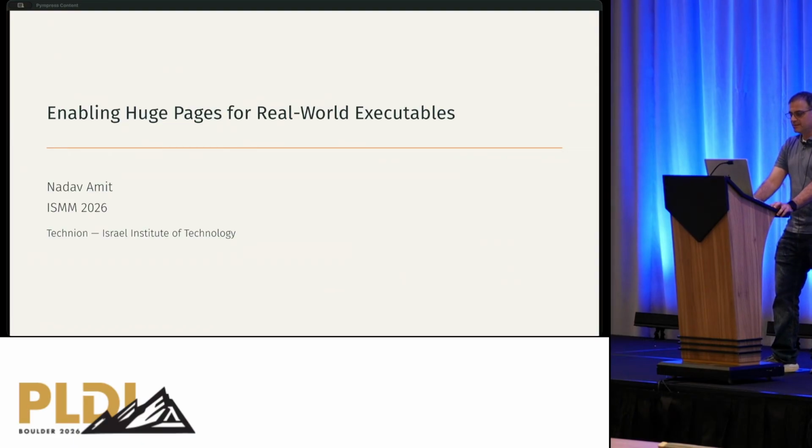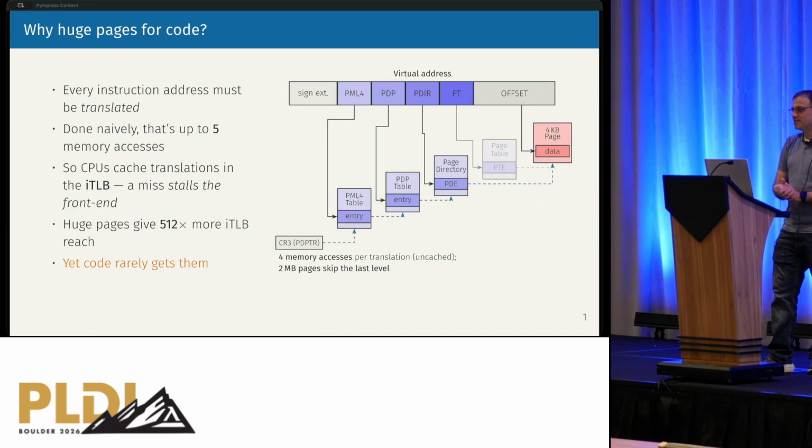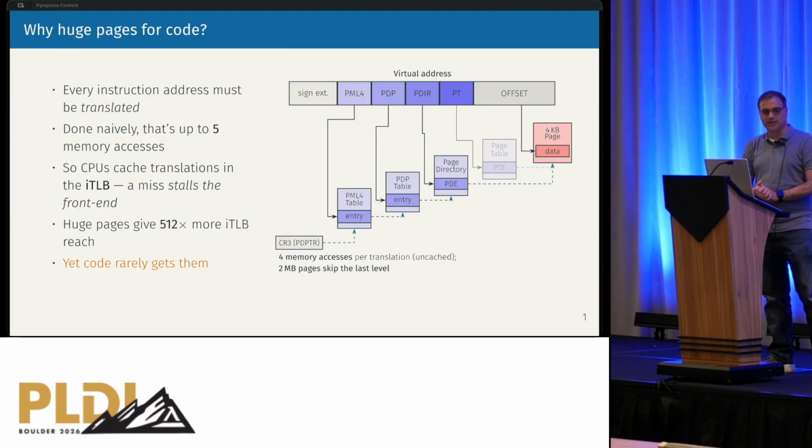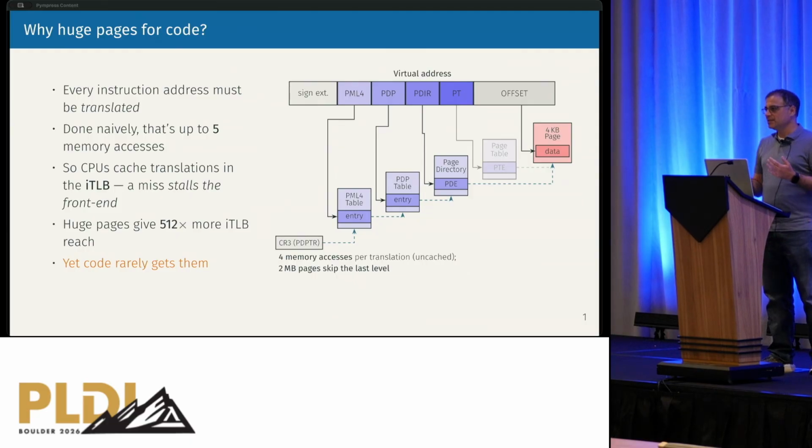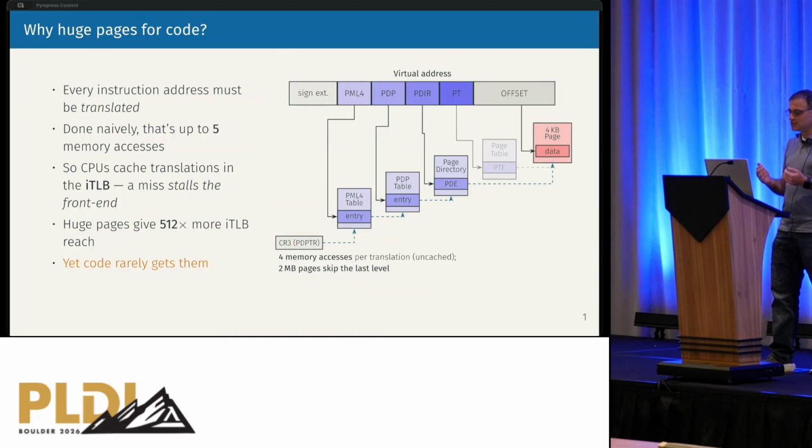So I hope we are all awake at this time of the day. Let's talk about huge pages and huge pages for code. Why should we care about it? Well, as you know, every instruction that we need to execute, the first thing, the CPU needs to read it, needs to fetch it. And for doing so, it needs to translate its virtual address into physical one. Now, this translation can, in the worst case, require 5 levels of indirection, so we need potentially to do 5 memory accesses. Obviously, this is too slow.